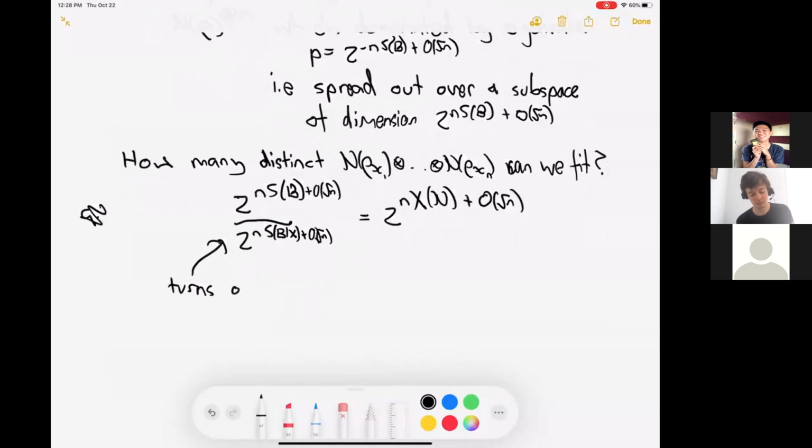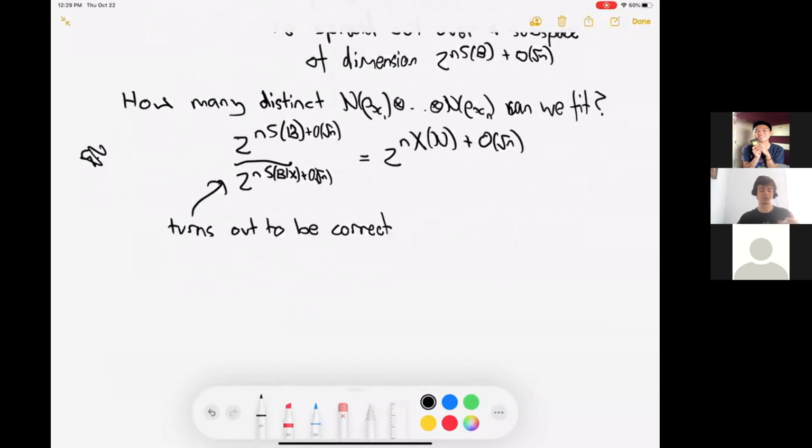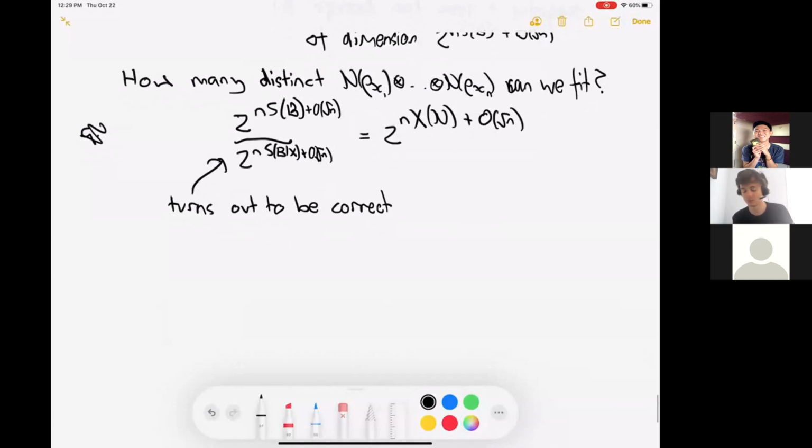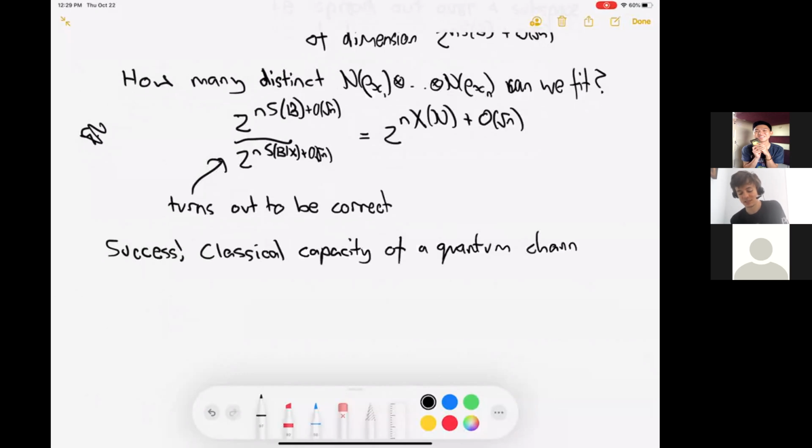Okay, and it turns out that this is correct. As long as you just randomly choose different typical strings to define your ρ_x1 to ρ_xn, then this works, and we have the answer. So we have success. Yay. The classical capacity of a quantum channel, the sort of rate at which you can send information through a quantum channel, it's just this Holevo entropy, Holevo information, χ(N).